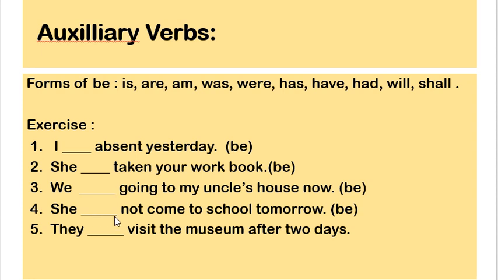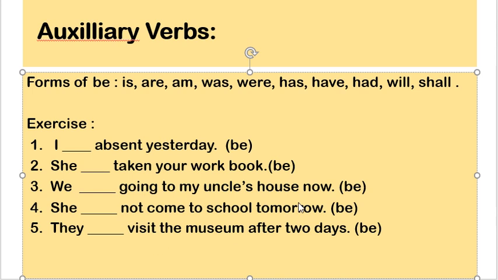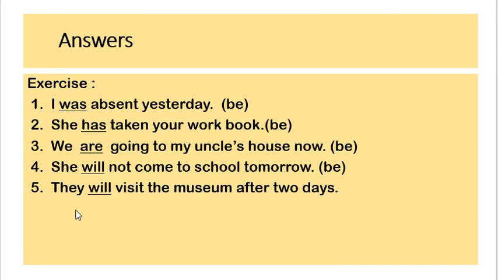She not come to school tomorrow. So here be form is given and tomorrow shows that I am talking about future tense. So we will use: she will not come to school tomorrow. They fill in the blank visit the museum after 2 days. After 2 days shows that I am talking about future and that's why: they will visit the museum after 2 days. So here we have seen how we can use the appropriate forms of the auxiliary verbs if only be is given.